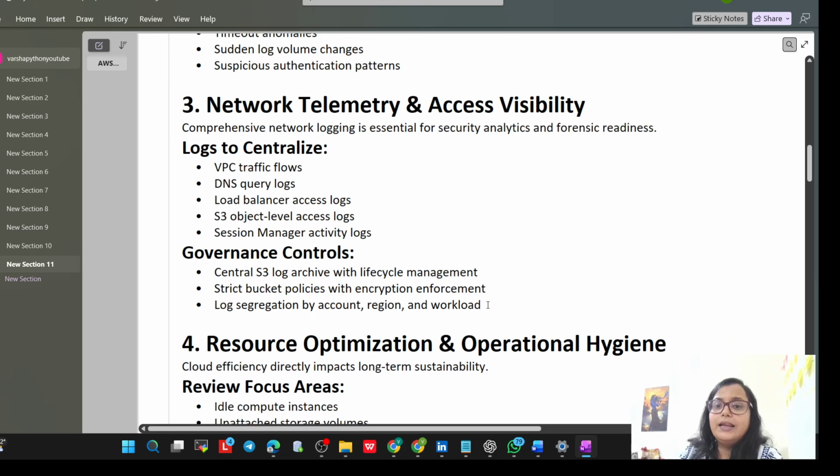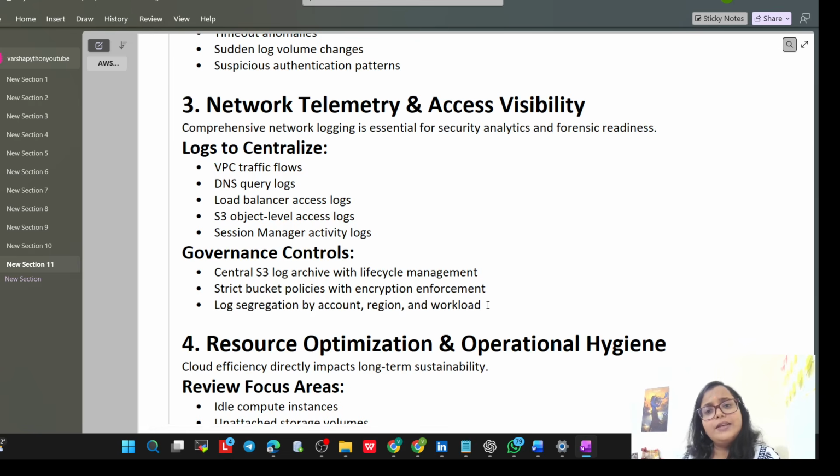Now, the third thing is network telemetry and access visibility. Comprehensive network logging is essential for security analytics and for audit readiness. Logs should be centralized: VPC traffic flows, DNS query logs, load balancer access logs, S3 object level logs, and Session Manager activity logs. Governance controls include a central S3 log archive with lifecycle management, strict bucket policies with encryption enforcement, and log segregation by account, region, and workload. Let's take an example and try to understand.